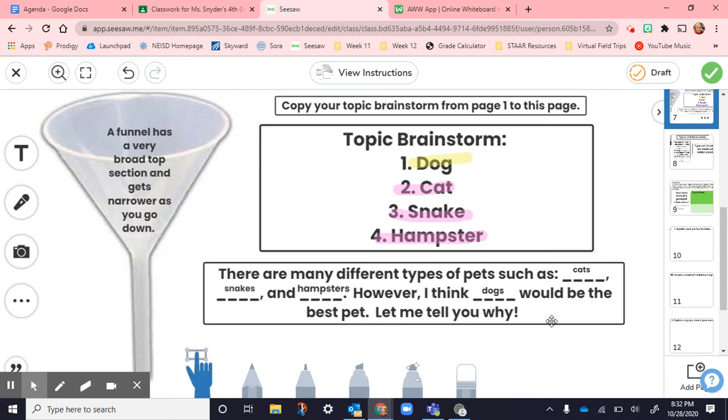So you're giving them this list of all these different animals, and then you're saying, however, okay, so there's all these animals, however, this is the one that I think is the best. Whenever you say that, however, you're kind of switching gears here, and you're leading them into why dogs are the best. So that's leading them into your reasons.